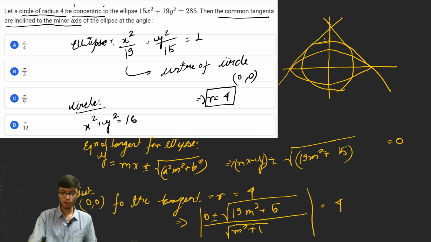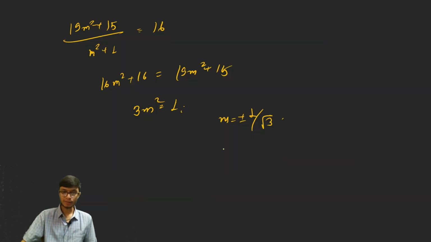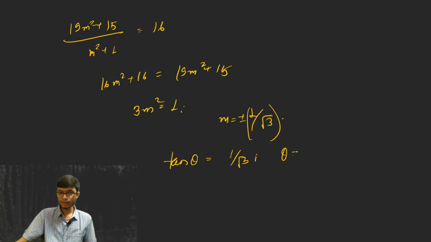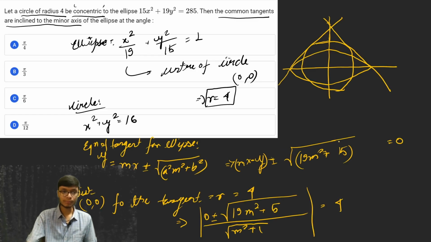Okay, so there are two possible common tangents, and the slope of the tangent is basically 1 by root 3. This implies that the tangent is inclined at an angle where tan theta is equal to 1 by root 3, and that gives me the angle: one of the angles is 30 degrees and the other is 150 degrees. But in the problem it is asking for the acute angle, because the answers show the acute angle, so that is basically pi by 6.